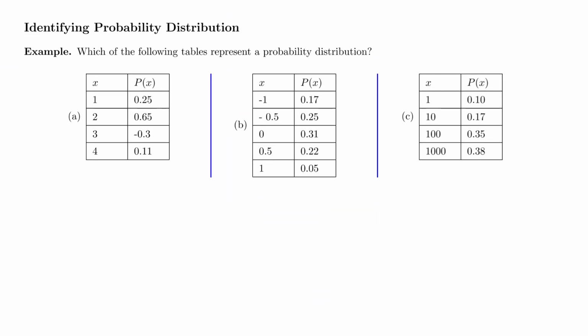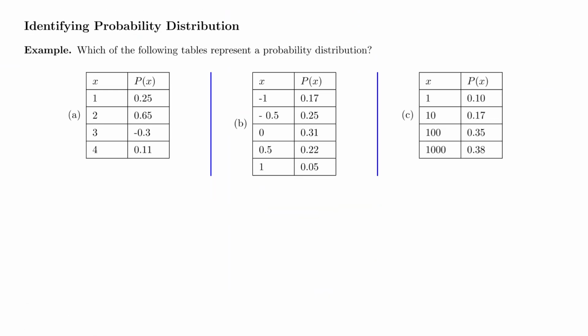So let's look at this example. Which of the following tables represents a probability distribution? Why don't you pause the video and try to figure it out on your own? So the answer is either yes or no, right? Yes, it is a probability distribution. No, it is not a probability distribution. So take a few minutes and try this problem on your own. Then when you unpause it, I'll go over it.